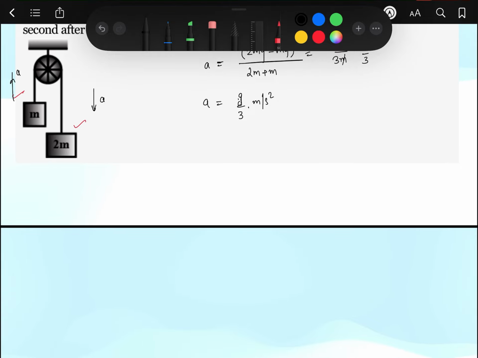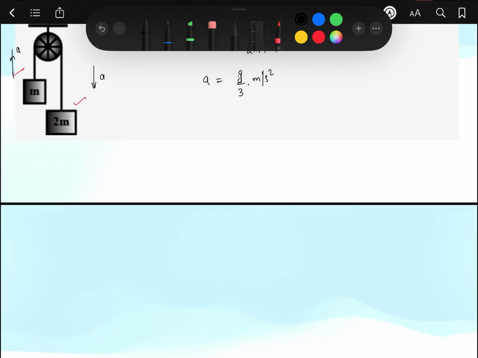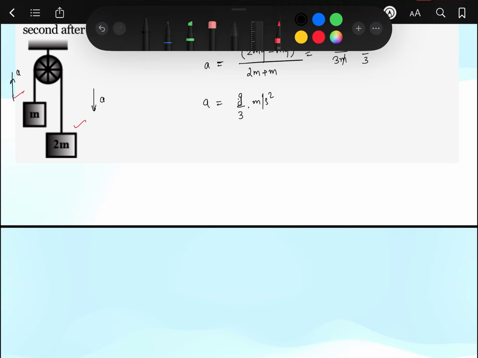Now let me draw the free body diagram of this small m here. This is our small m, and one force is acting on this small m in the upward direction, that is tension in the string, and one force acting in the downward direction, that is the weight of this body, mg. And this block is moving in the upward direction with an acceleration a is equal to g by 3 meter per second square.